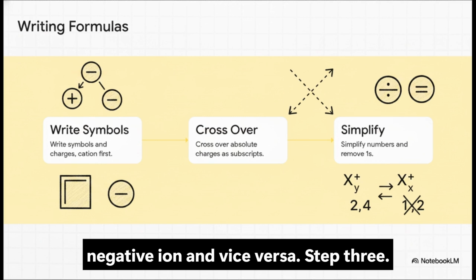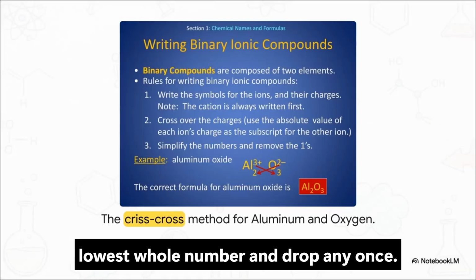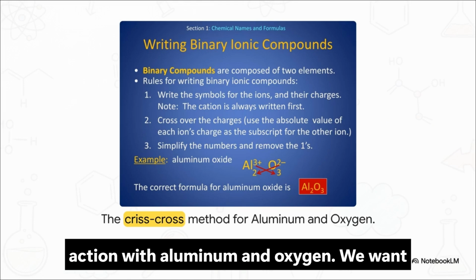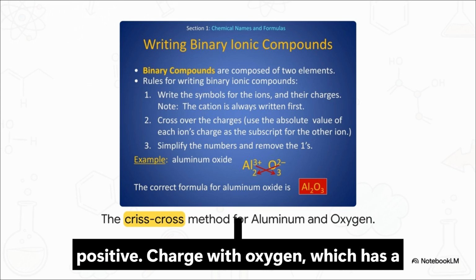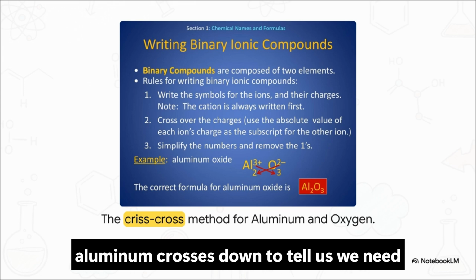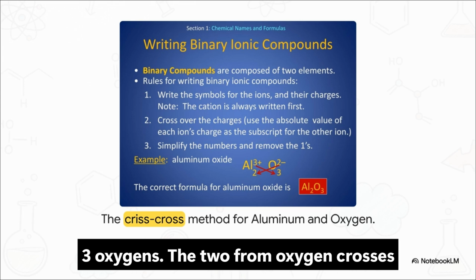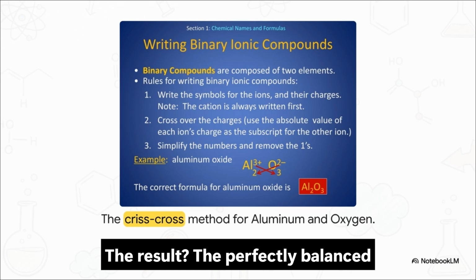Step 3. Simply reduce those subscripts to the lowest whole number and drop any ones. Check out this elegant switcheroo in action with aluminum and oxygen. We want to combine aluminum, which has a 3 positive charge, with oxygen, which has a 2 negative charge. The 3 from aluminum crosses down to tell us we need 3 oxygens. The 2 from oxygen crosses down to tell us we need 2 aluminums. The result? The perfectly balanced formula, Al2O3.